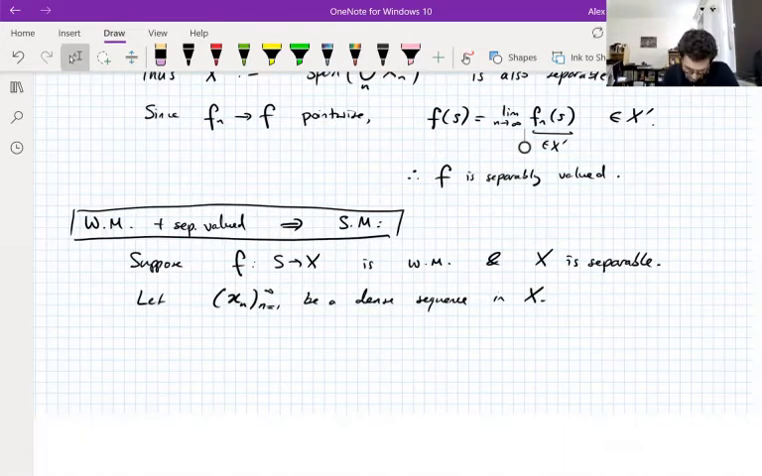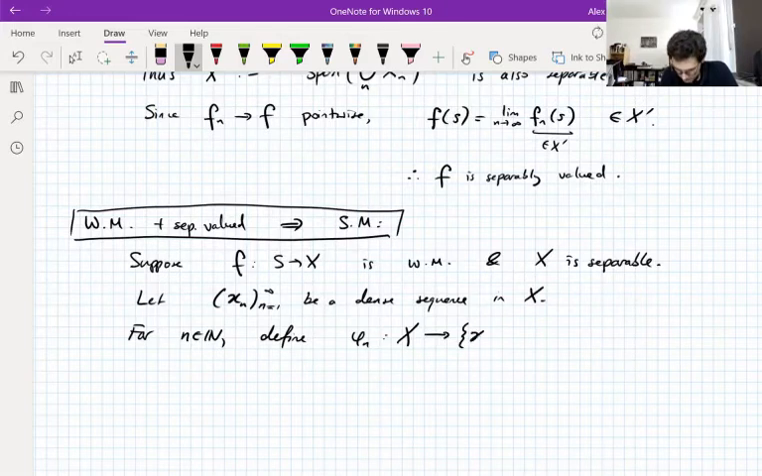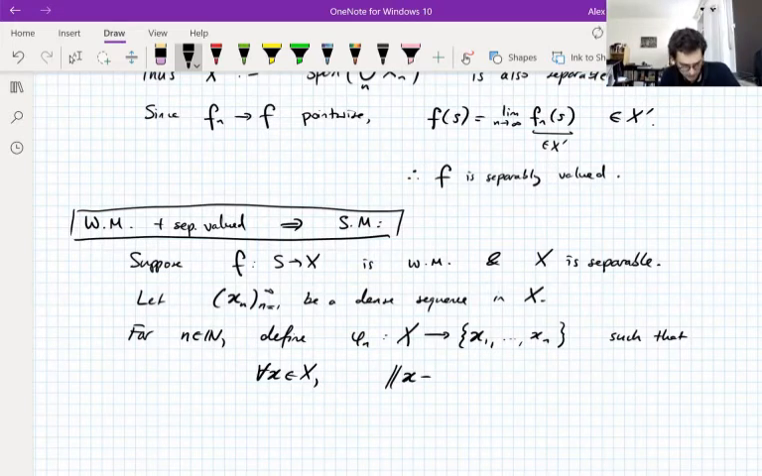Now this is where it gets a little bit tricky. For every natural number n, let's define a function phi n, which is mapping the Banach space x into the first n elements of this sequence. And we're going to define it in such a way that for all vectors in the space, the distance between x and phi n of x in x is minimal among all possible choices.